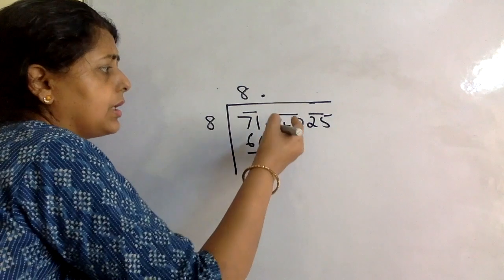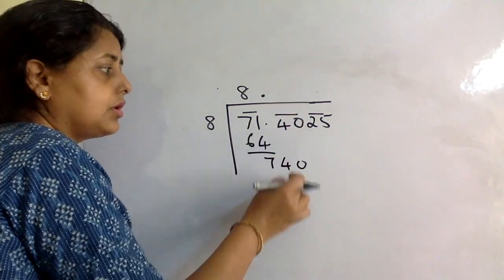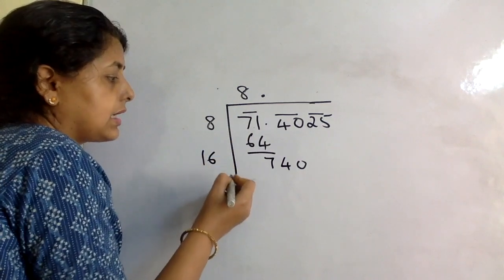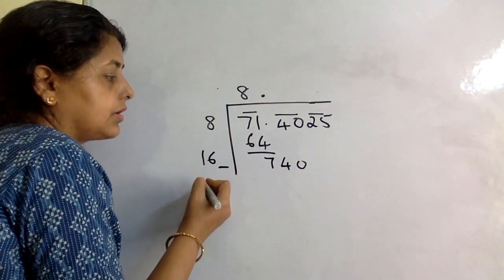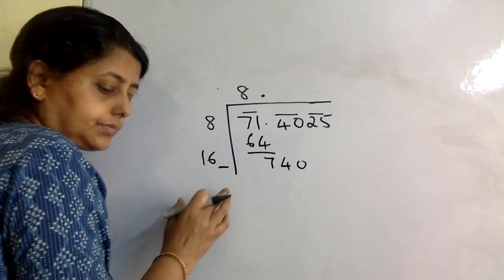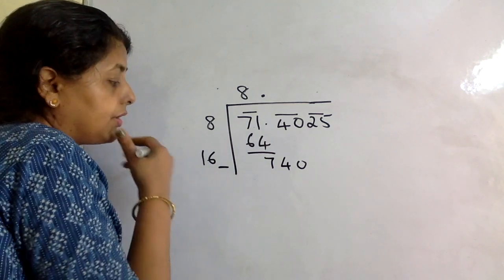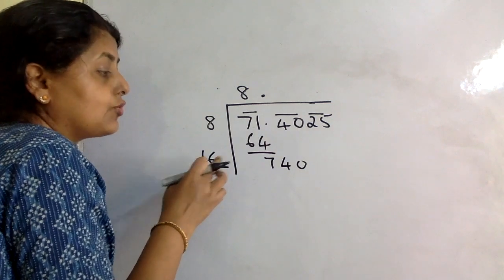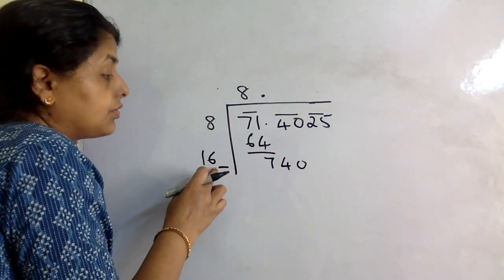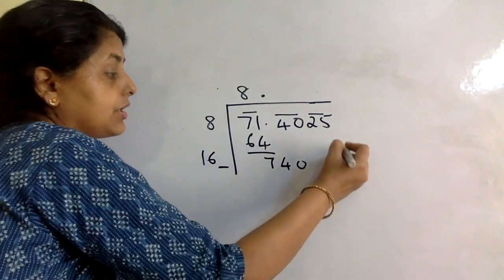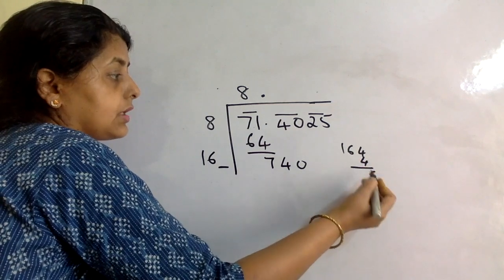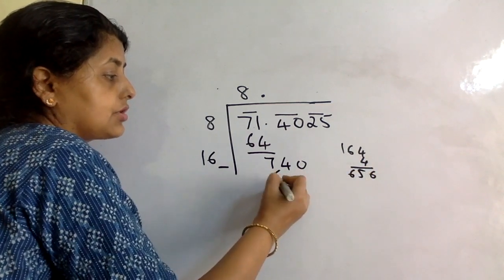Put the point, bring down the full 40, the full pair. Double this, 16, and then here what do you write? It should go very close to this. Now if I take 16 into 5 is 80, so it won't work. Then shall we try 4? 6 4s are 16, 164. Looks like this should work.